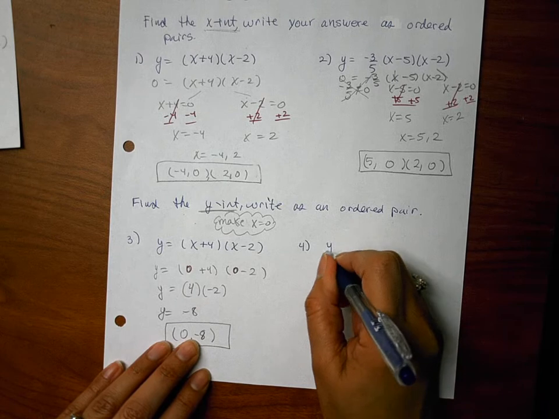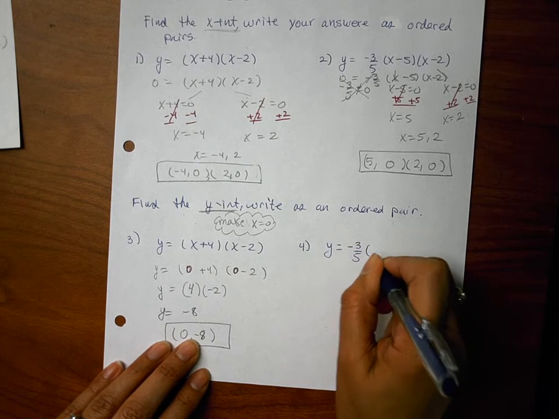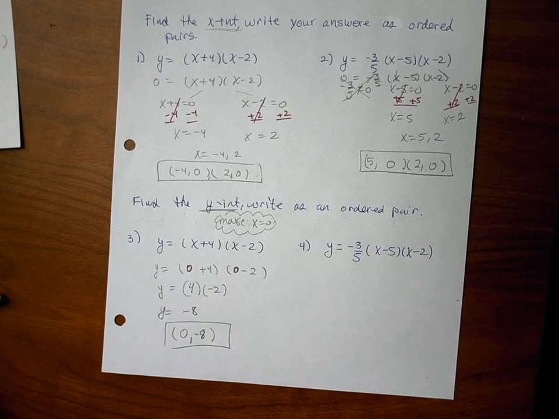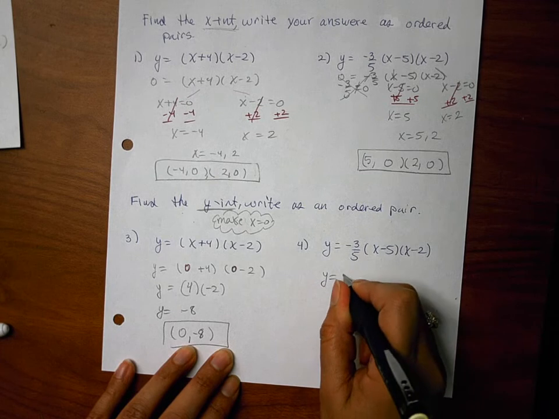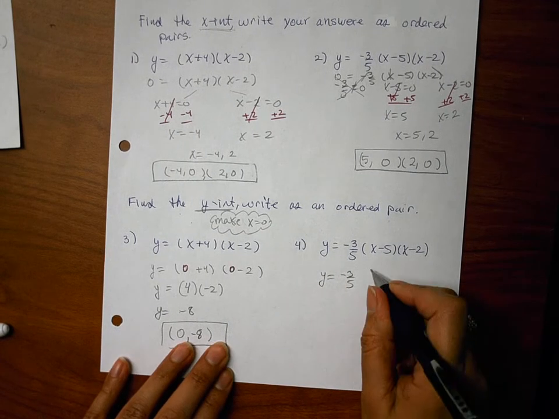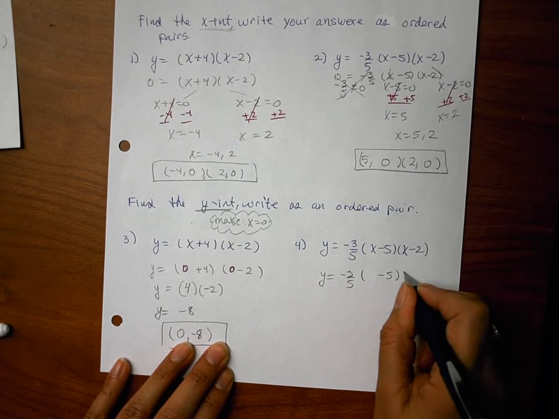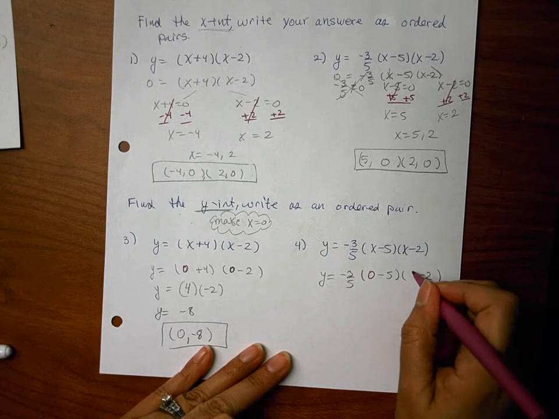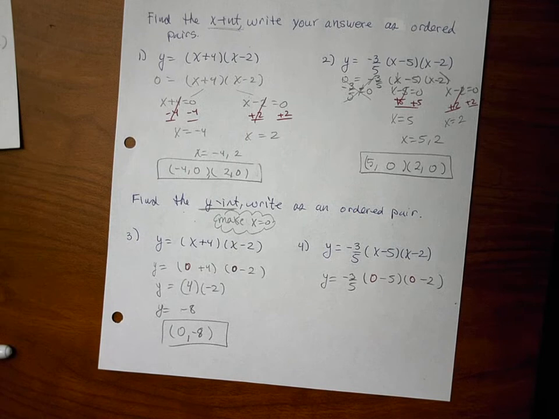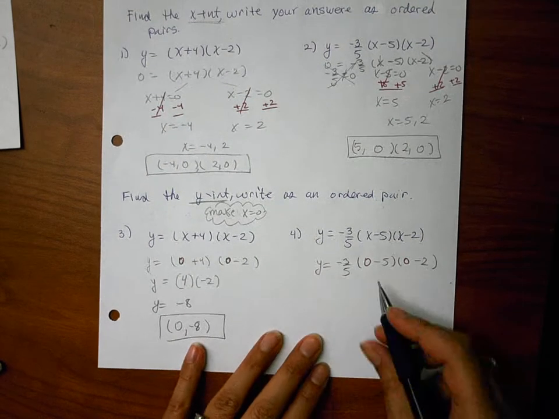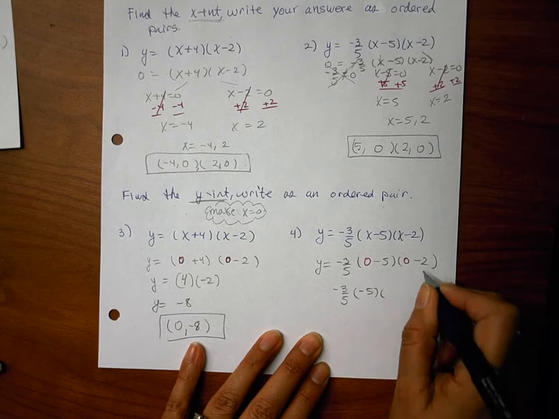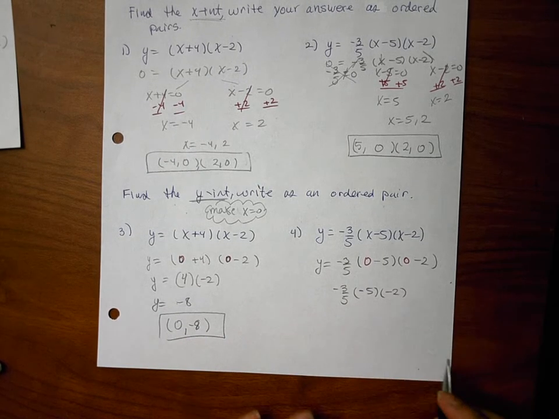Okay, next one. Y equals -3/5 times x minus 5 times x minus 2. And they're asking us for the y-intercept, so I make x equal to 0. Y equals -3/5, blank minus 5, blank minus 2, and what do I plug in the blanks? Where x used to be, I plug in the 0. And I'm going to work it out. -3/5, 0 minus 5 is -5, 0 minus 2 is -2.